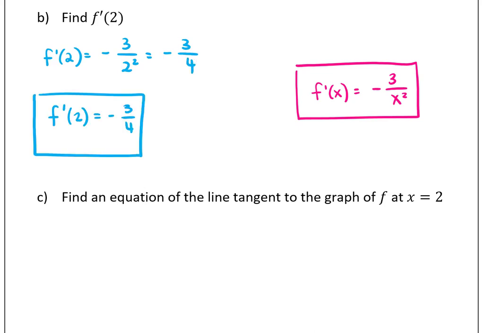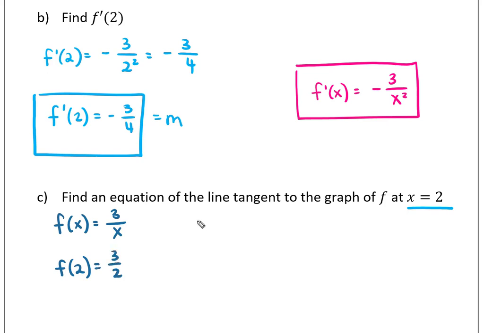And then we're asked to find an equation of the line tangent to the graph at x equals 2. So we actually know several things, and we actually have to do one more thing to figure this out. We know the slope, and we know the x value of the point. How do I find the y value of the point? By plugging this x value into our original function. Our original function was 3 over x. So f of 2 is 3 over 2.